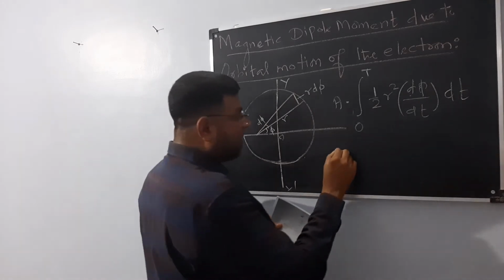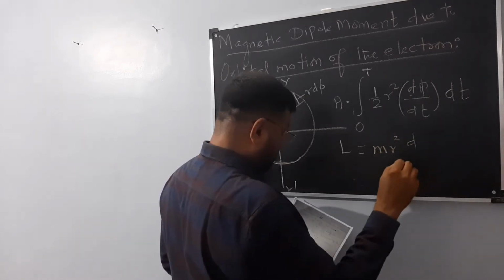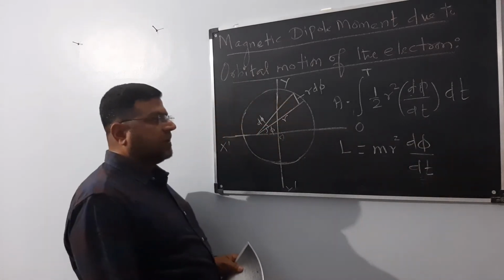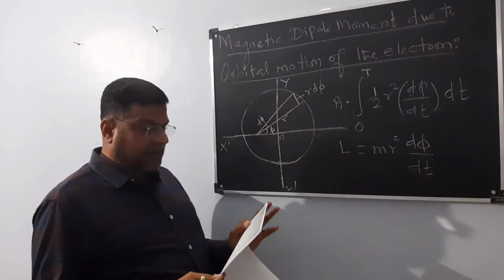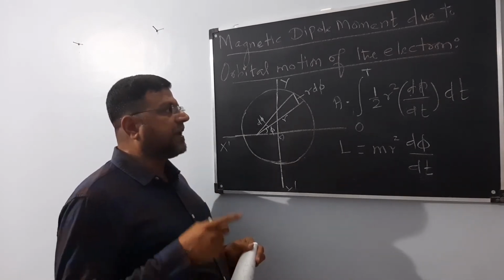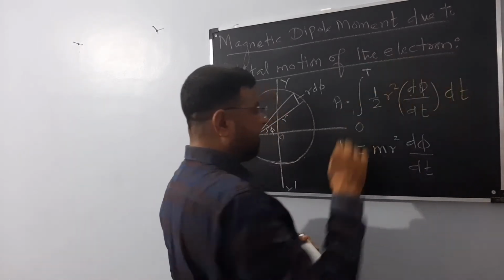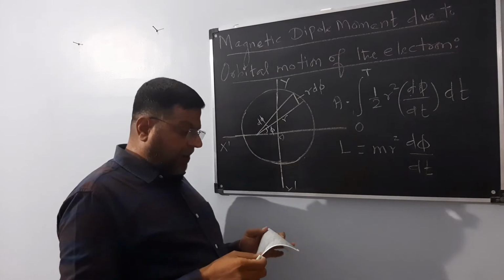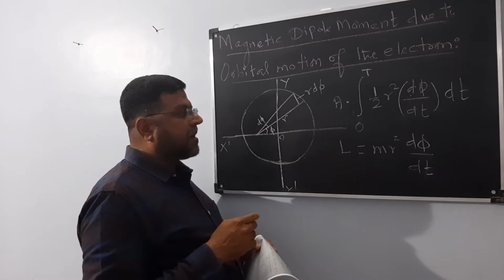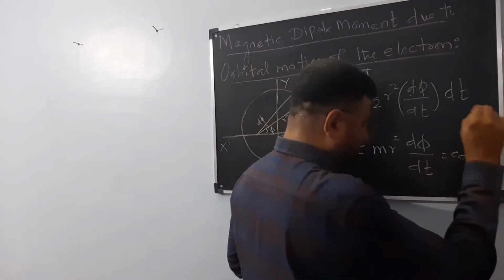We can write the angular momentum as L = mr² dφ/dt. The area traversed by the particle is written as A = ∫ from 0 to t of ½ r² (dφ/dt) dt, and the angular momentum is L = mr² dφ/dt, which is a constant.